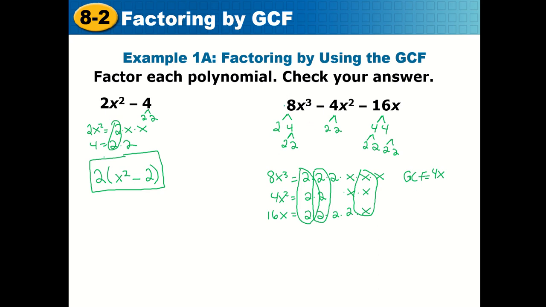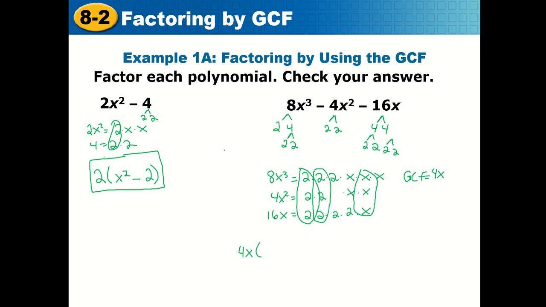So that means I'm going to take out 4x from each of my terms here, from 8x cubed, from 4x squared, and 16x. So I'm first going to put 4x because that does not go away. I found my greatest common factor and I'm going to take it out of all of these terms, but it still is a part of this equation. So please do not forget to put your greatest common factor before your parentheses.